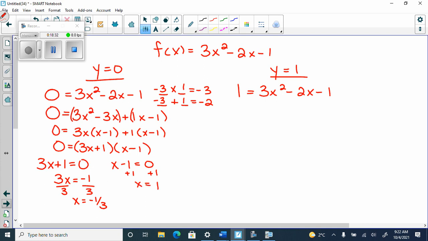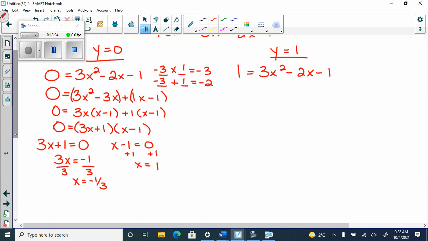And people will sit here with it like this. But these are actually coordinates. What did I have? y equals 0. So I actually have negative a third and 0, and 1 and 0. So those are my two invariant points algebraically when y equals 0, correct?